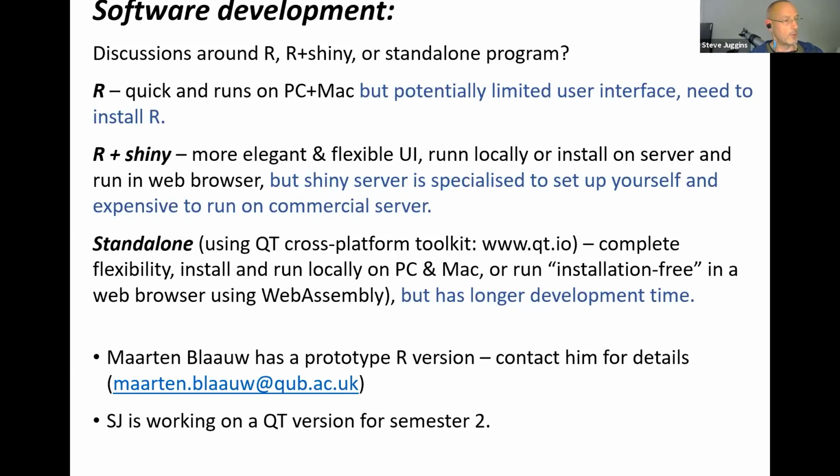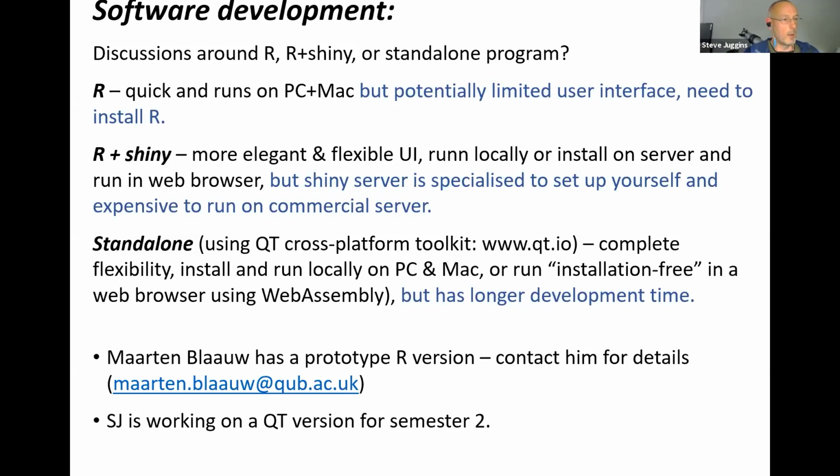Or you can develop it as a standalone application, and there are various ways of doing this. And one of the things I'm looking at is using this Qt cross-platform toolkit. Doing it standalone obviously means it's completely flexible. You can target multiple platforms, so you can run on a PC and a Mac. And we could also run it installation free from a web server, so students could access it remotely in a web browser using WebAssembly. So it could be the same application that can run locally or remotely. The advantage of this is it allows us to have complete flexibility, but it's got a longer development time. But I think in this case, we're already looking at semester 2, and semester 2 is realistic for this.